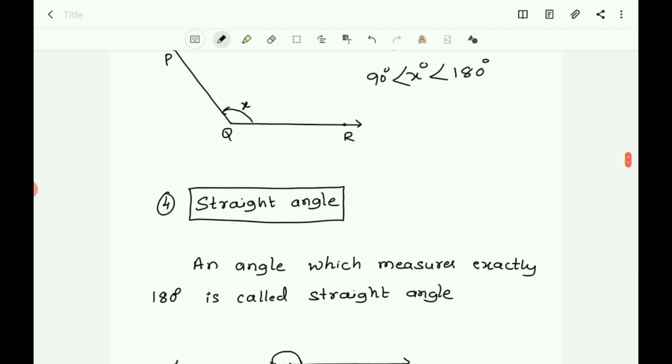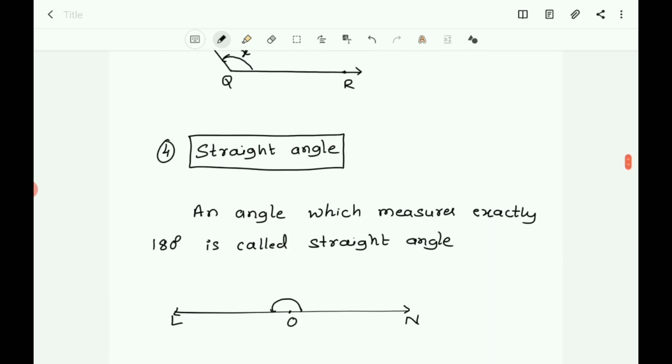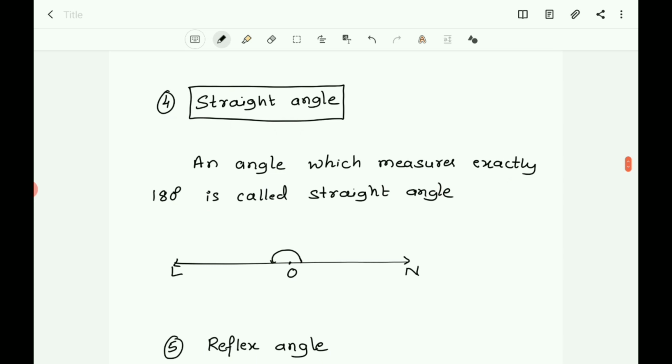Next, straight angle. So what is a straight angle? An angle which measures exactly 180 degree is called a straight angle. Here angle LON is equal to how much? That is 180 degree. So an angle which measures exactly 180 degree is called a straight angle.